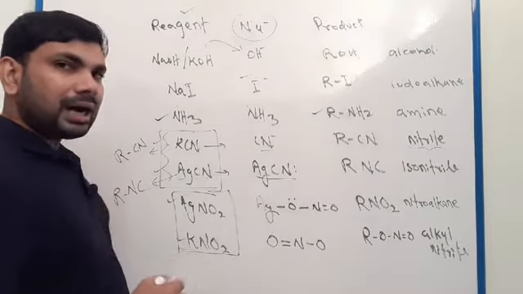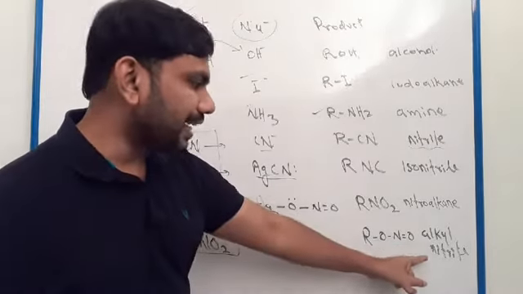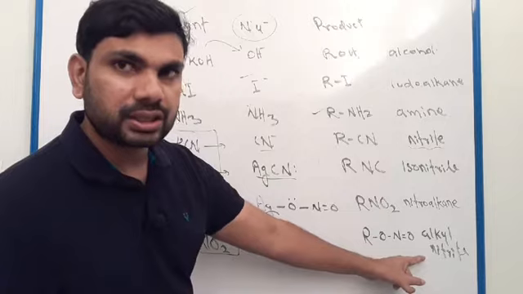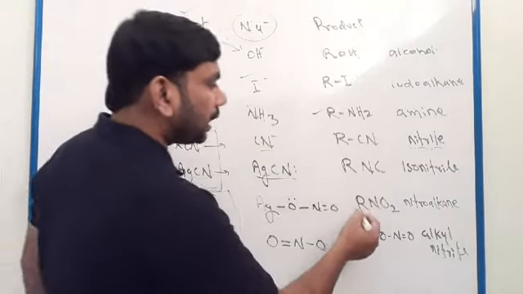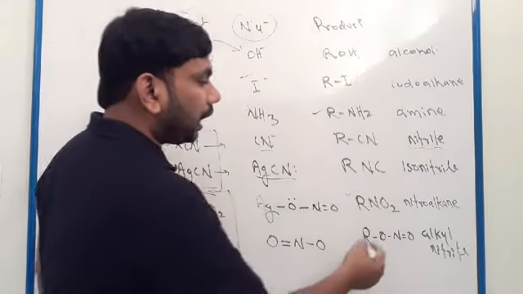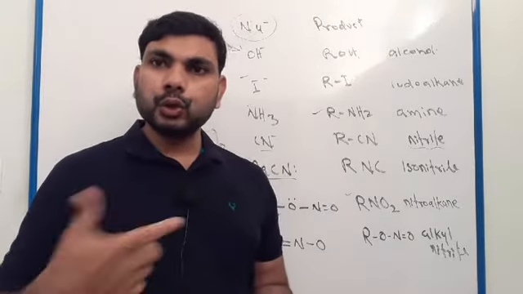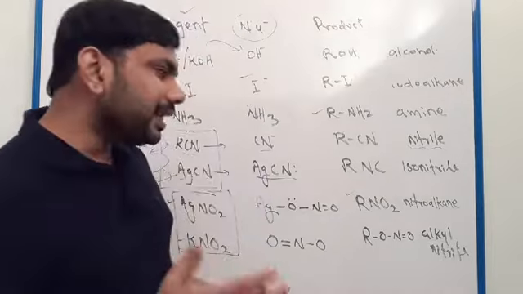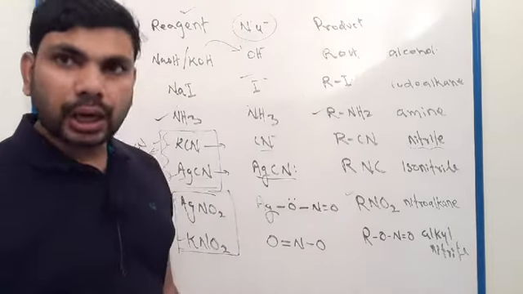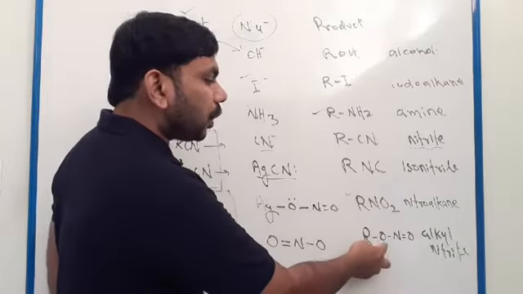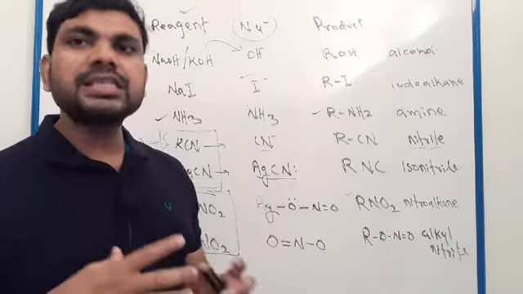KNO2 produces alkyl nitrite, but AgNO2 gives nitroalkane. This is RNO2, nitroalkane, and RONO, alkyl nitrite. We learned that NO2 is an ambident ligand, NO2 and ONO, so the bonding is different. Here the alkyl group is bonded with nitrogen, that is nitroalkane. Here the alkyl group is bonded to oxygen, that is alkyl nitrite. The formula is the same, but the bonding is different.